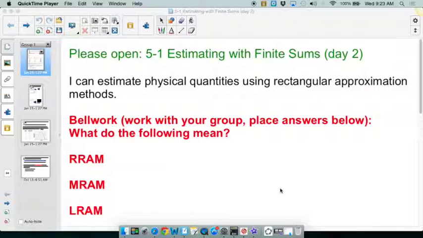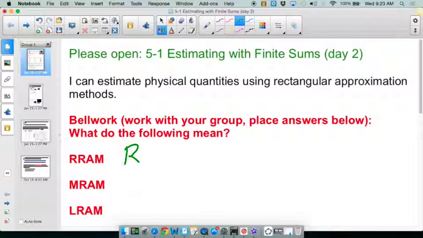We're right now looking on page 1 in the middle. Awesome, that is exactly it. Anybody want to give me what RAM stands for? Right, rectangle approximation method. Exactly.